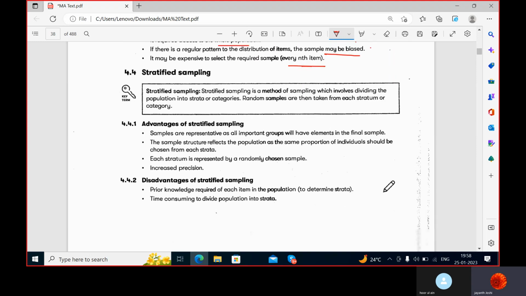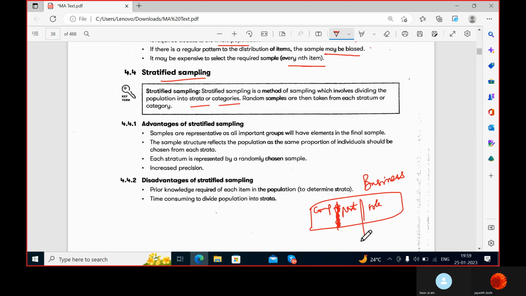Now, stratified sampling. From the name itself you can understand strata. Stratified sampling is a method of sampling which involves dividing the population into strata or categories. For example, if I have to collect samples of businesses in Hyderabad, there are various businesses: companies, partnership firms, sole trading firms. These are the types of businesses. Now I'll categorize my sampling, whatever samples I collect. Are you understanding? Yes, sir. So I had the whole population of different types of businesses, which I have divided into certain categories.